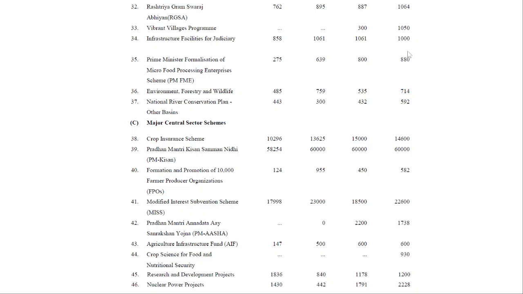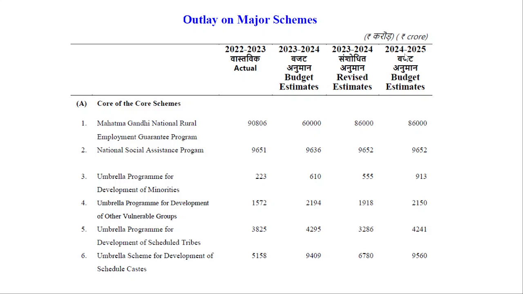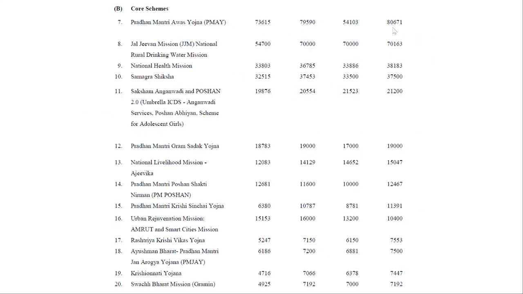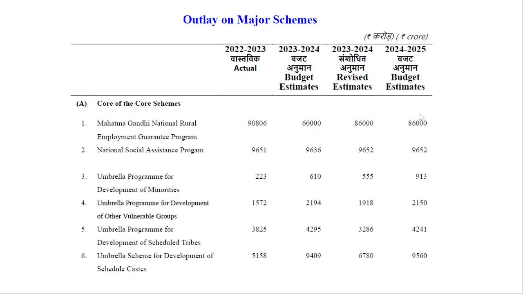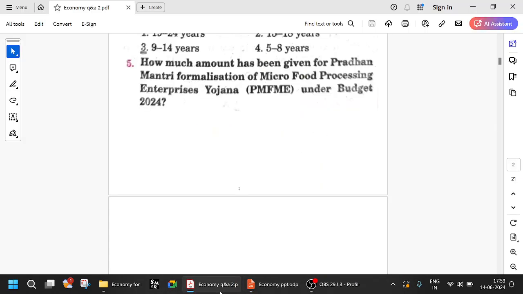And this is the question we have seen, 880. Pradhan Mantri Awas Yojana 80,000, Jal Jeevan Mission 70,000. They are big ones. Health is 38,000, and Manrega is 86,000. So fine, let's go back to the question. Those are all very important. Only by multiple revisions can you get it. One time you cannot remember those things, but remember at least 10 to 15. Then you will be in a position to answer the question.